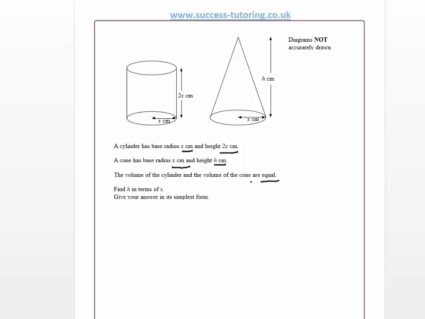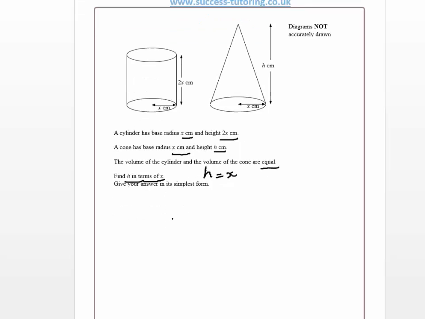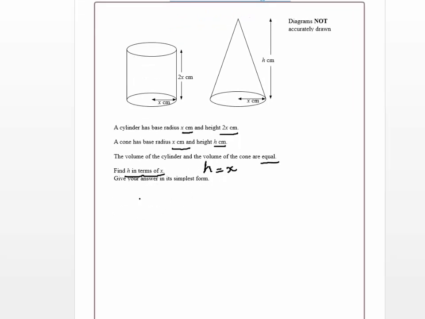So we're going to have to equate the two volumes again. That's all we're doing. Here's the key part, how they want the answer to be displayed. Find h in terms of x. Remember what we said? We're looking for h is equal to some value of x. So let's first of all just go straight in and equate our volumes. The volume of a cylinder, I'm going to put Cy, is equal to the volume of a cone.